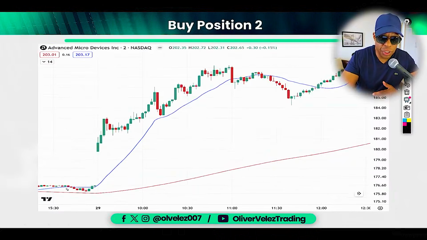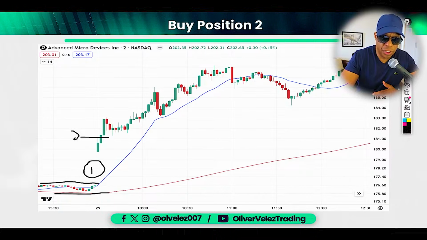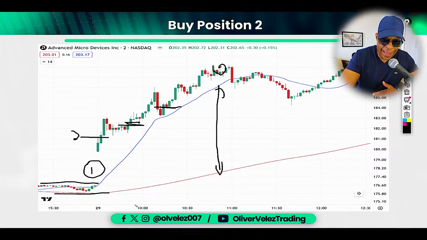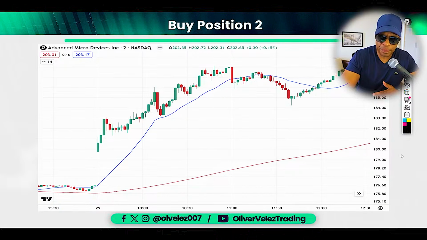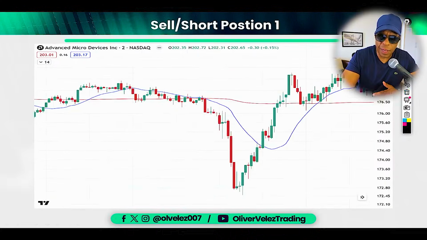Here's position 2. This would be position 1. And this entry here would be position 2. You're still in position 2. This is okay. But when you start to get wide and high, you start to get into position 3, and that's when the game should stop. All right? This is powerful, guys, powerful.